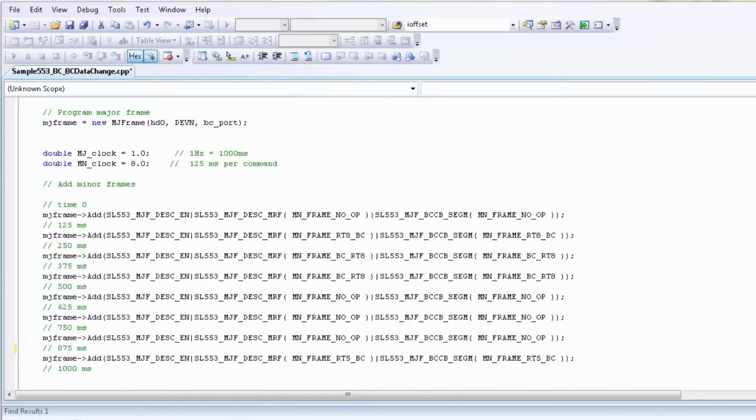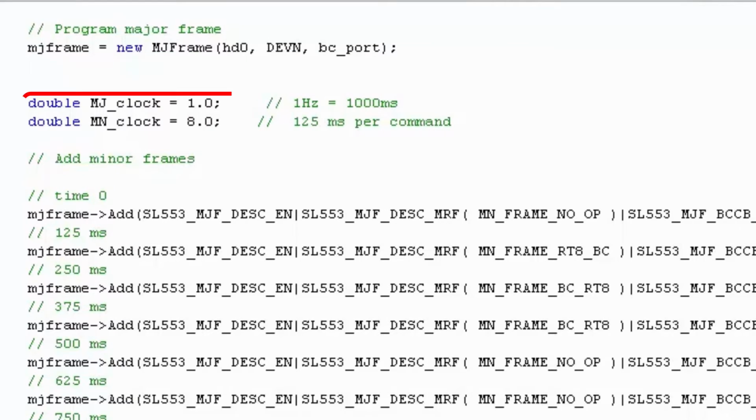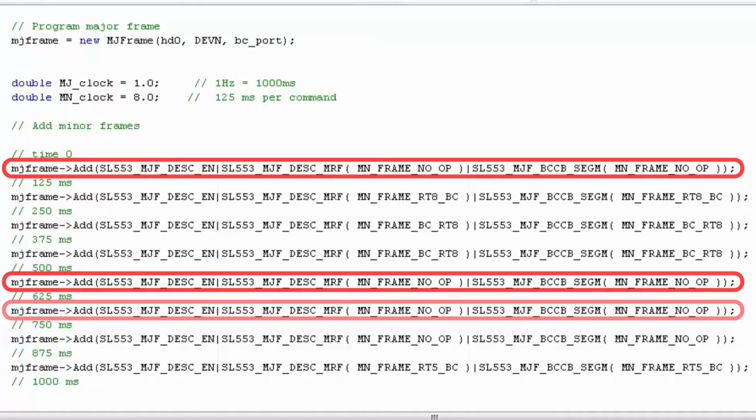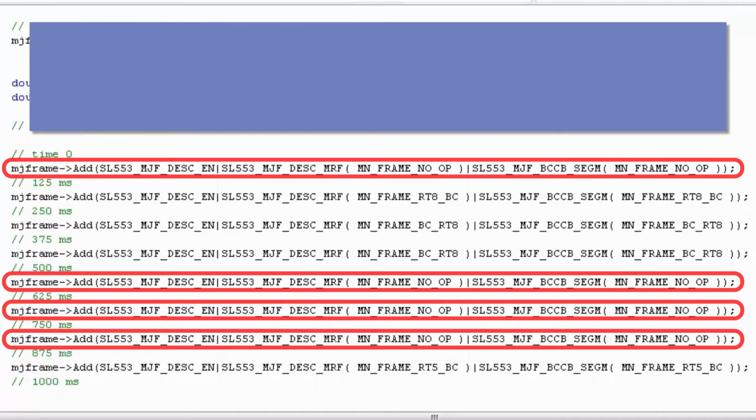For example, say the major frame clock is 1 Hertz and you have 4 commands, but you actually need them to go out at 1/8 of a second boundaries. You will need to add no-op commands to accomplish this.